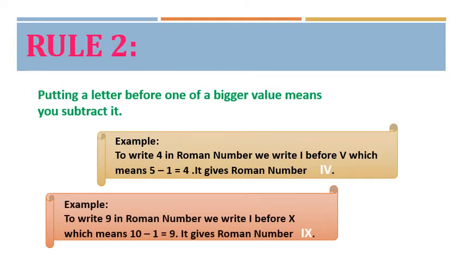Let's see one more example. To write 9 in Roman number, we will write I before X. As we know, X stands for 10 and I stands for 1. So it means 10 minus 1 is equal to 9. So we get the Roman number IX, which means 9.